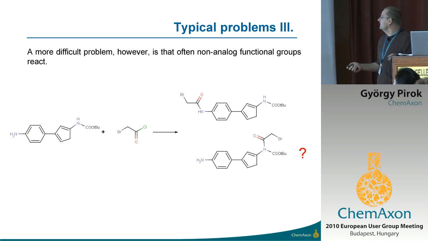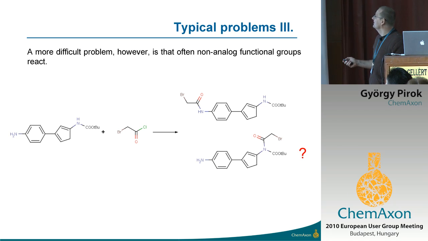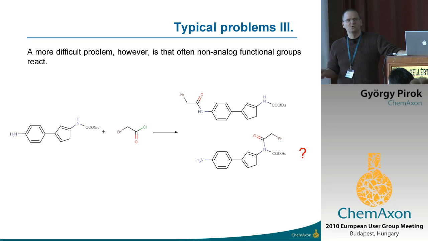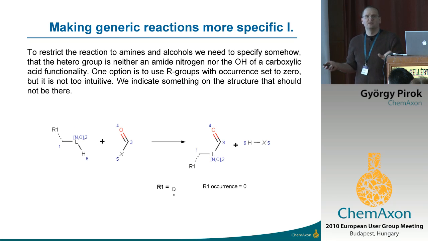However, we have to make it less generic, so as not to react with all kinds of nitrogen with a hydrogen. So I want amines, but I do not want amides. How to specify that something is not an amide, but an amine? There are several ways in your armory.